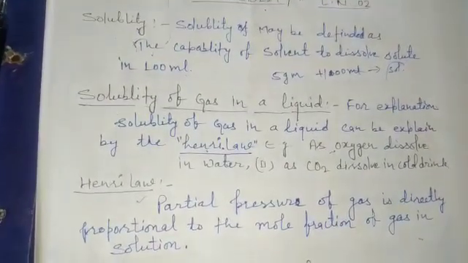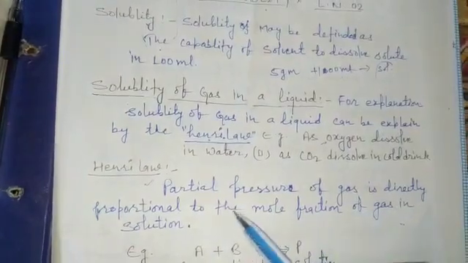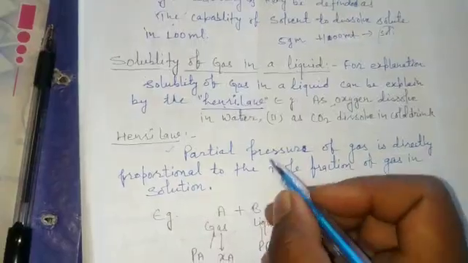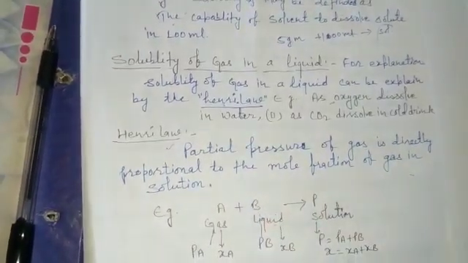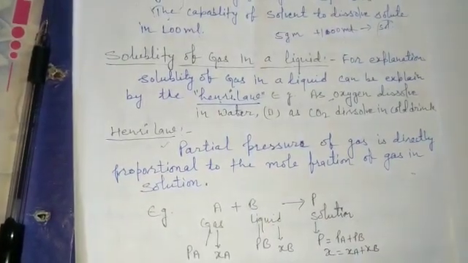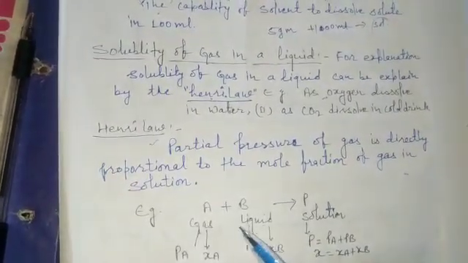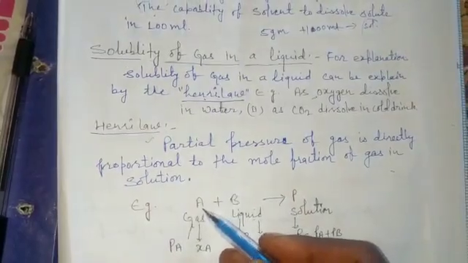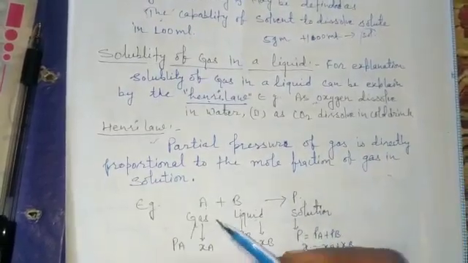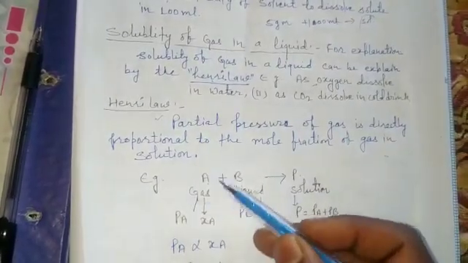Okay, so what is Henry's law? According to Henry's law, the partial pressure of a gas is directly proportional to the mole fraction of the gas in a solution. Partial pressure means the total pressure is composed of each component of the solution. Suppose we have a solute A, a solvent B, and formation of a product solution P. So the total pressure of the solution is composed of A and B.